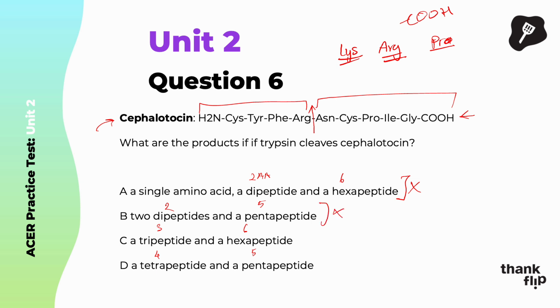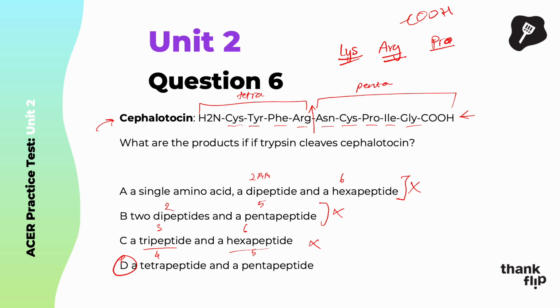Then we have a tripeptide and a hexapeptide. So looking here, we have 1, 2, 3, 4. So this is going to be tetra. And then we have 1, 2, 3, 4, 5, and this is going to be penta. And so this is incorrect. And the correct option is D.